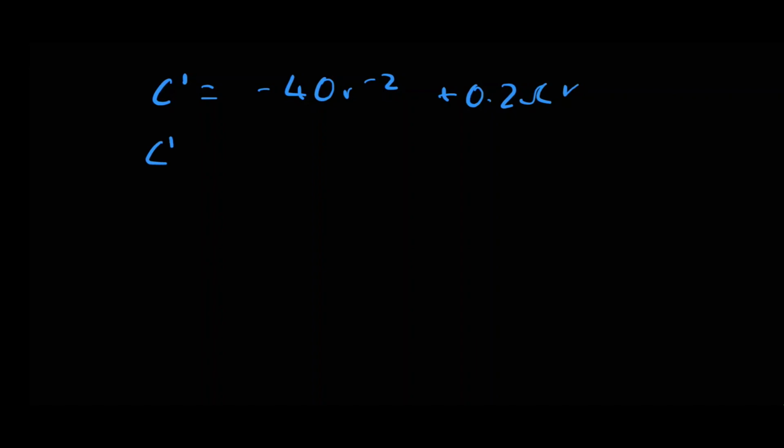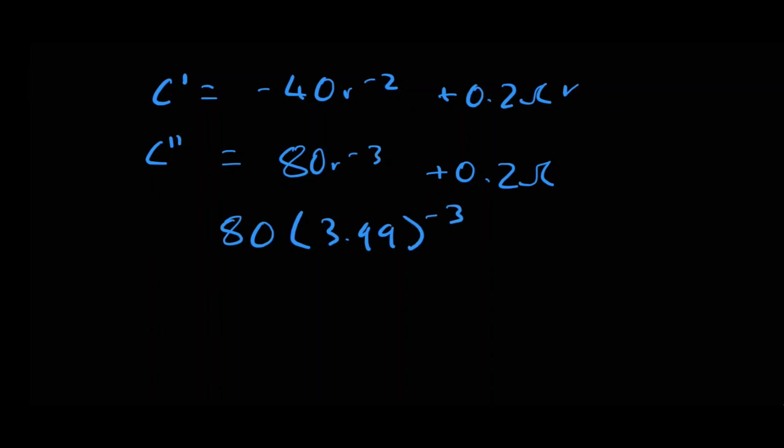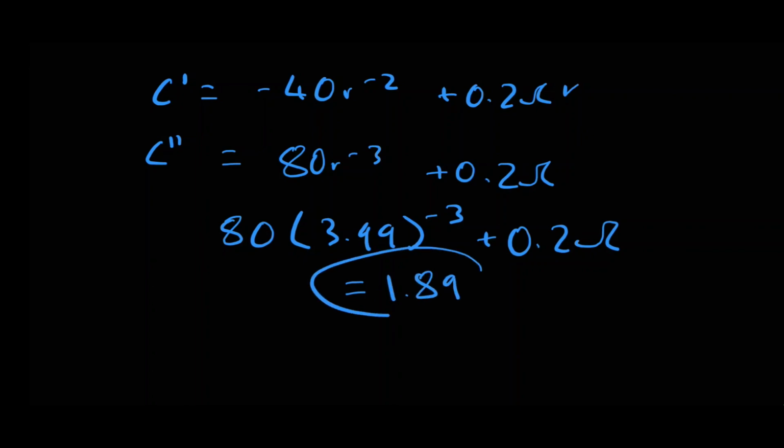So the second derivative of the cost would be 80 r to the power of negative 3 plus 0.2 pi. Then if we plug our value for radius into that, 80 times 3.99 to the power of negative 3 plus 0.2 pi, you get about 1.89. And because that's a positive number, that means it's a minimum. So cost is minimized when the radius equals 3.99 centimeters.